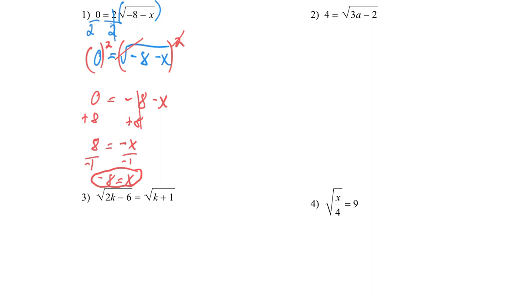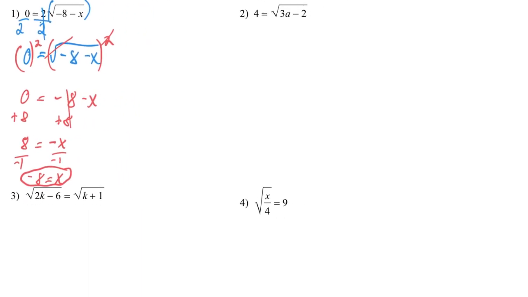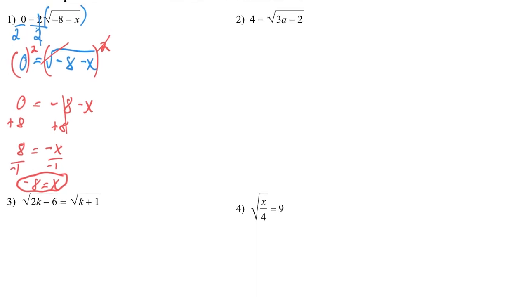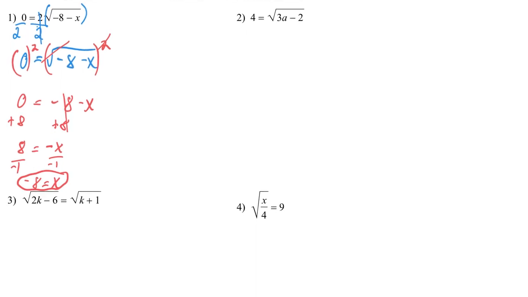So yeah, that's the whole process. You get the square root by itself and then square. So number 2, the square root's already by itself, so you can just square it and then get rid of the square root and solve.